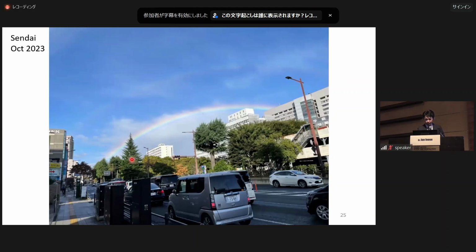Recently, I saw double rainbows at our hospital. So I felt something good would occur, but nothing good so far.